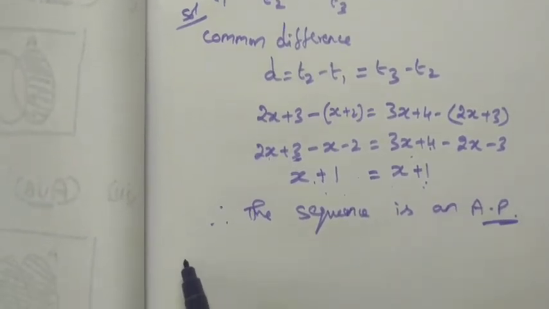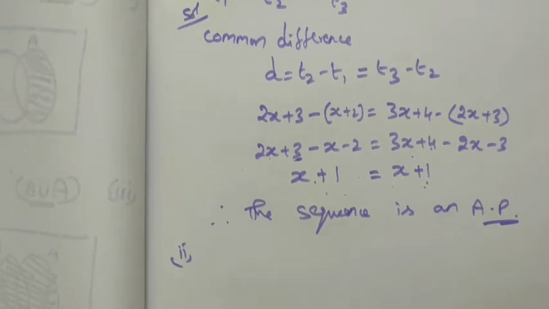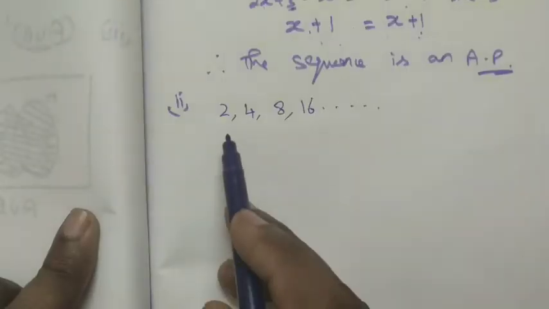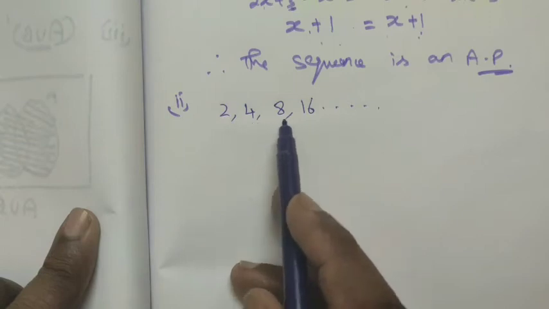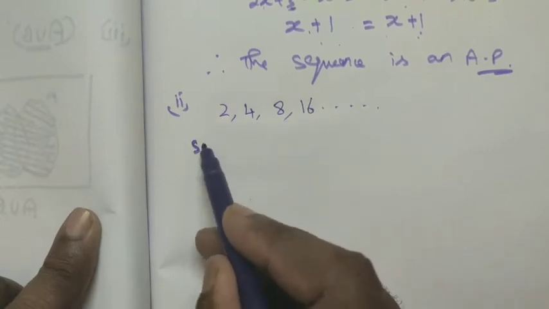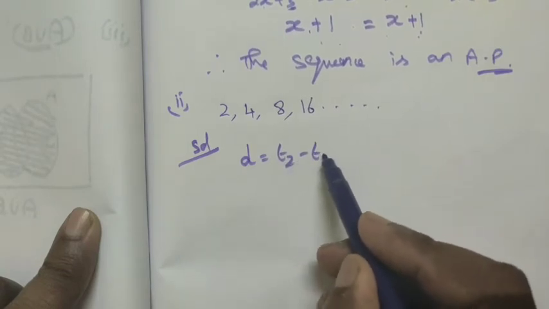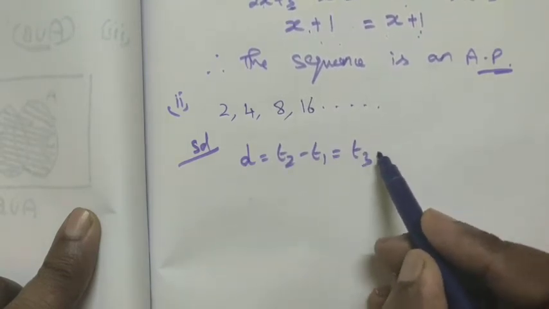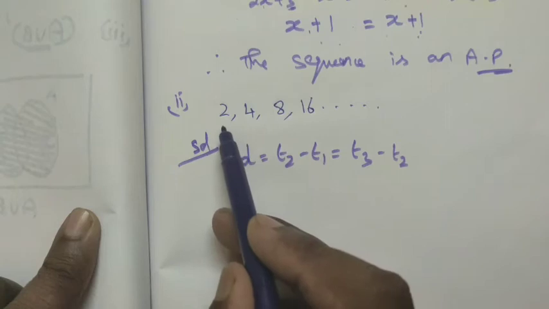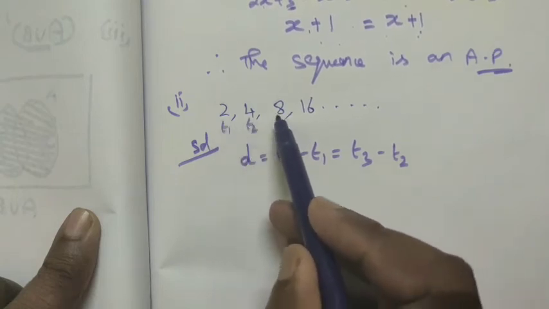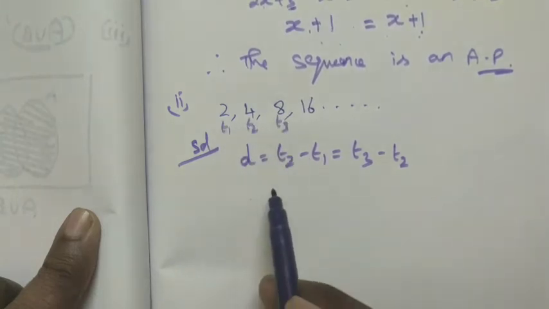Let's see the second Roman number. See, the second Roman number is given as 2, 4, 8, 16, right? Solution. D is equal to T2 minus T1 is equal to T3 minus T2. This is T1, this is T2, and this is T3, right?